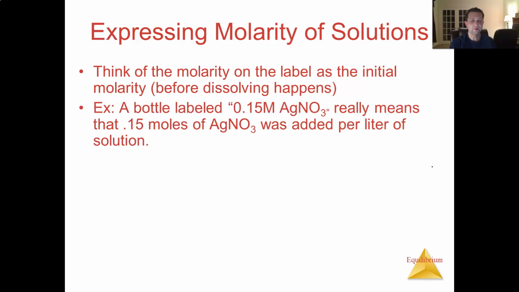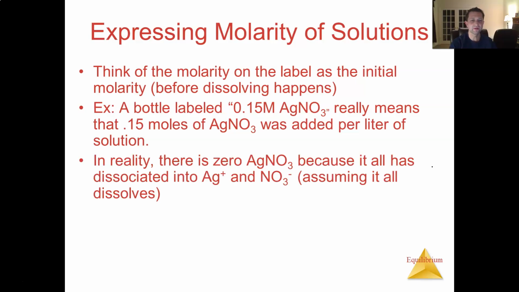So, I already went over this. A bottle labeled 0.15 molar silver nitrate really means you have 0.15 moles of silver nitrate in a liter of solution, because molarity is moles per liter. In reality, there's actually 0 silver nitrate put together, right? Because all of it has dissociated, and we're assuming all of it dissolves, okay? The bottles of silver nitrate I have to use for labs at school, there's no solid silver nitrate sitting in the bottom, right? There's no solid left.